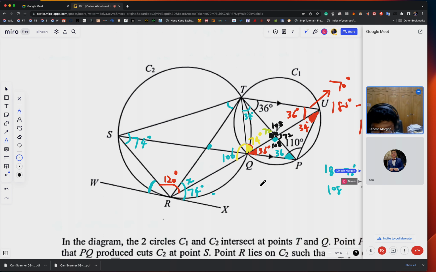What do we have? Let me just label the T, then the Q, and the R, and then the S. Because this is 120, this whole thing is 60, right? Yes. So what do they want? Is this whole thing 60?